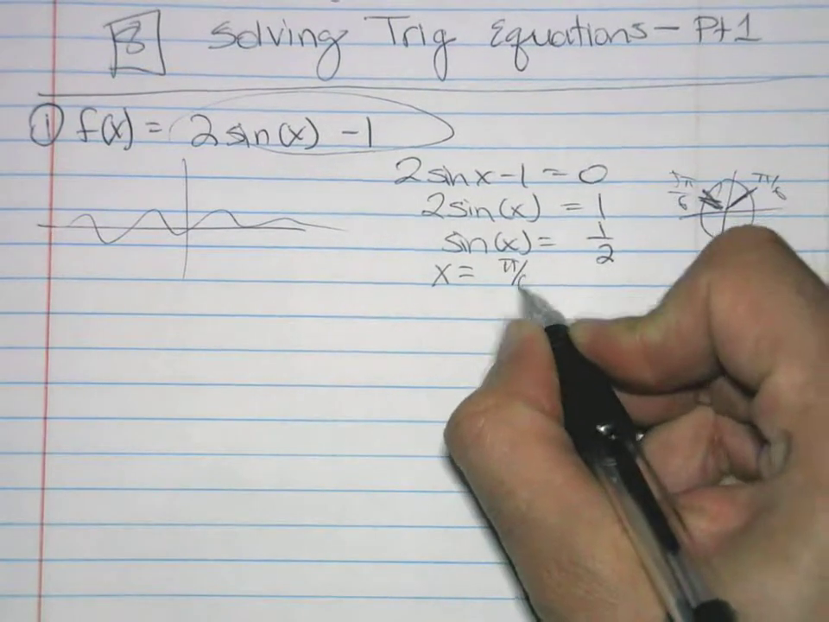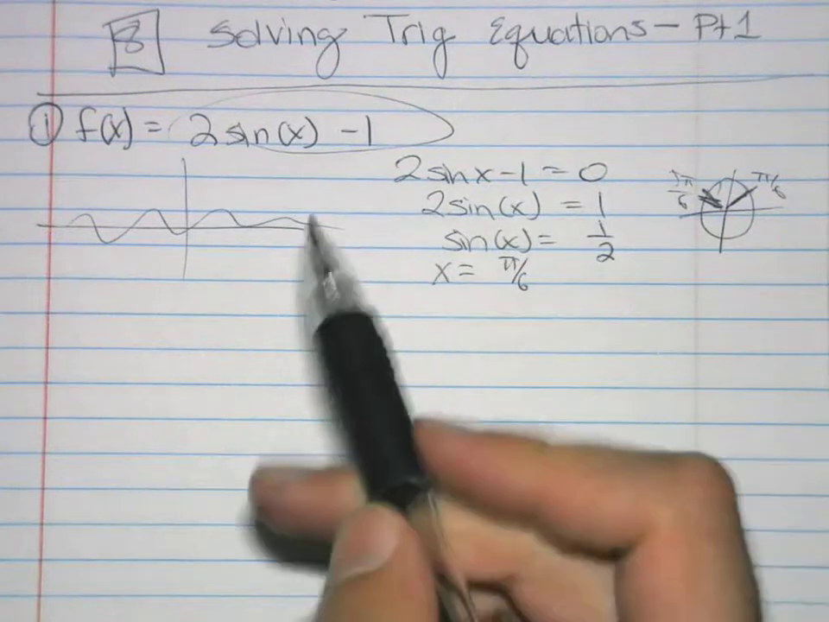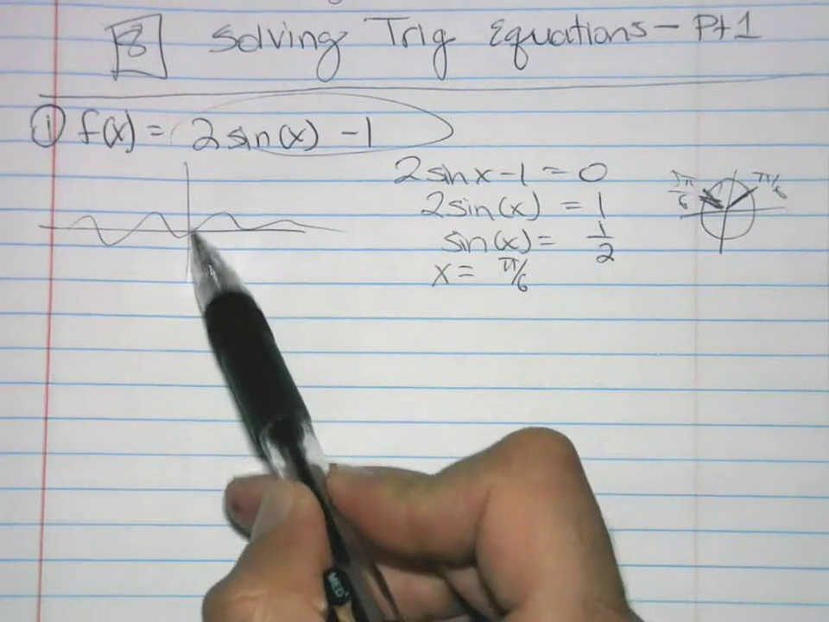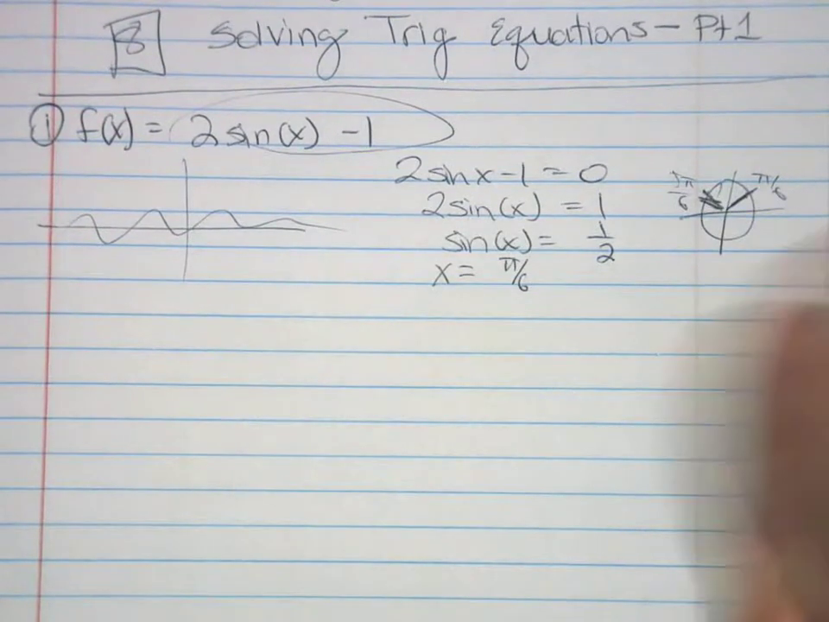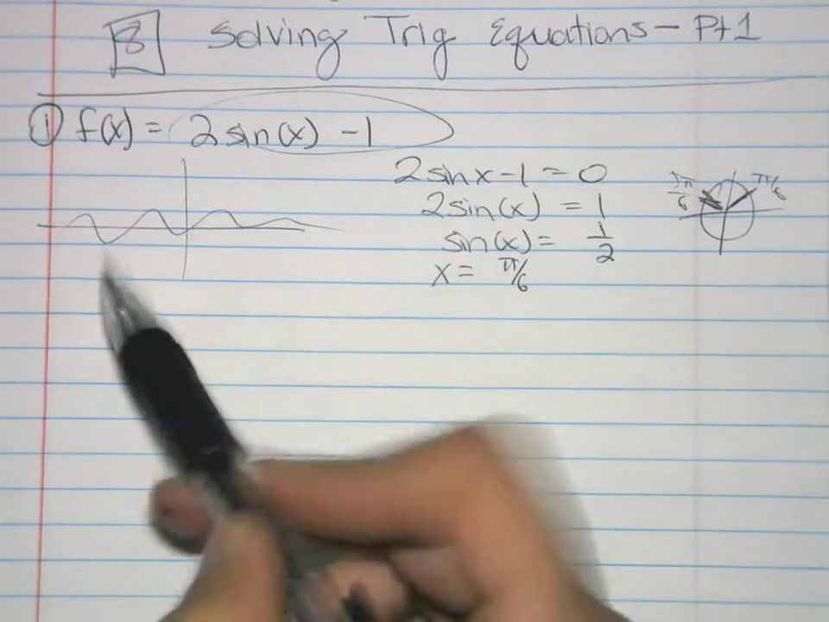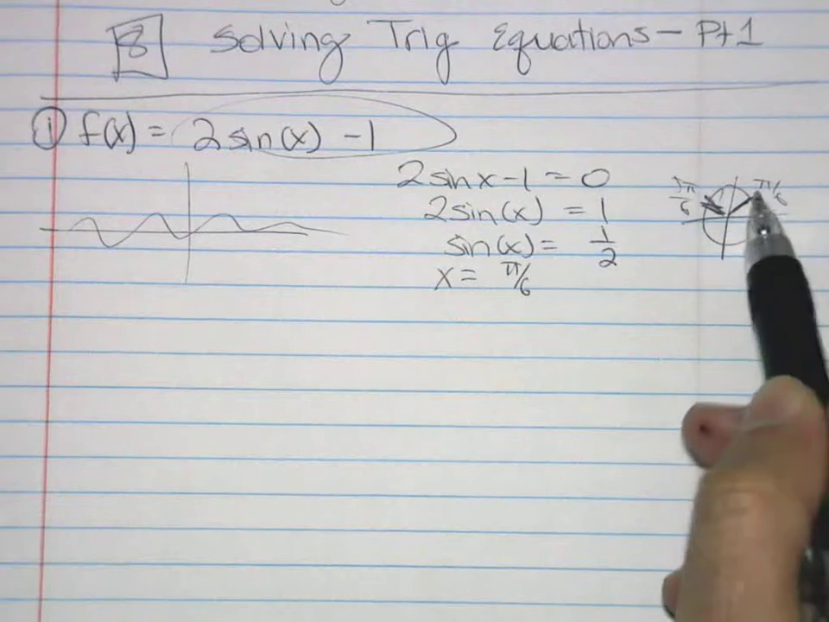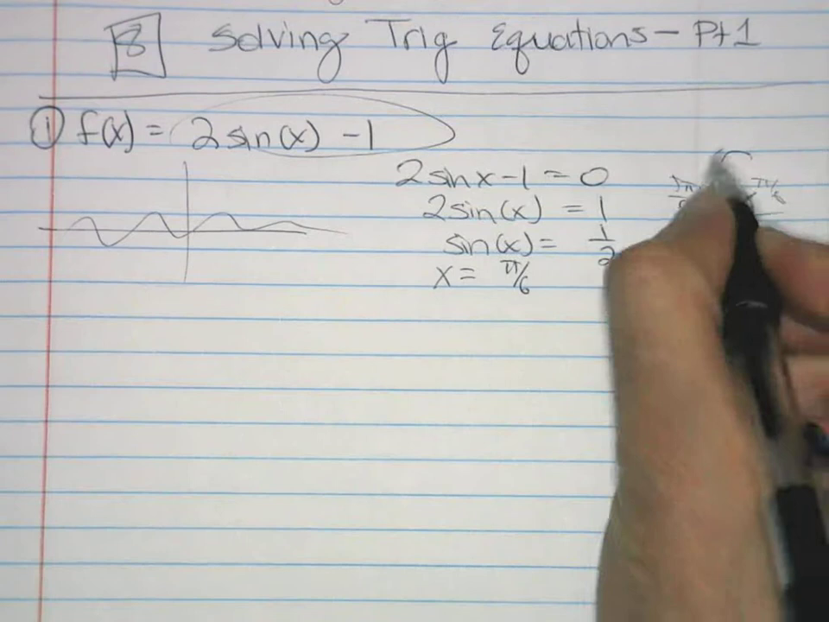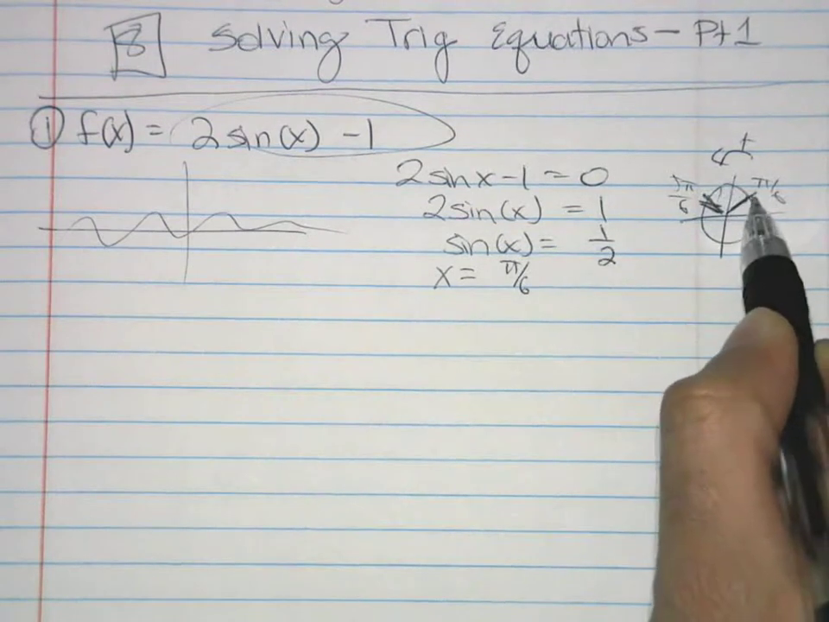So I have pi over 6 is one of them. Now, if I cross the x-axis at some point, which I do, that's my solution. I cross it at pi over 6. When's the next time that I'm going to cross it? Well, we could answer that question looking at a graph, or we could answer it looking here. So I'm at pi over 6. If I add 2 pi, I'm back in the same place. If I add 2 pi again, I'm back in the same place.